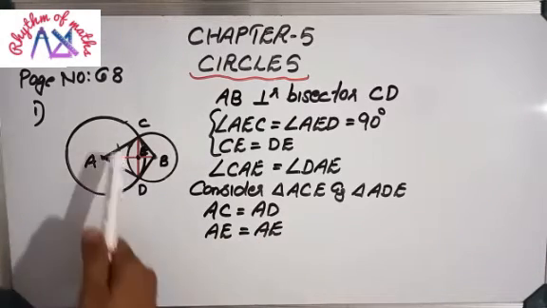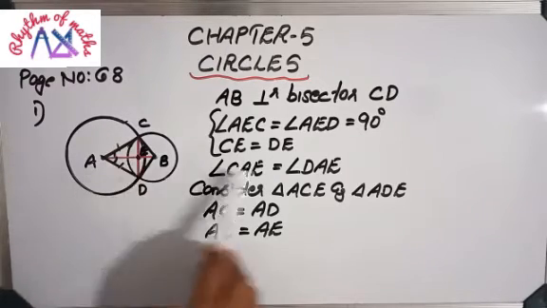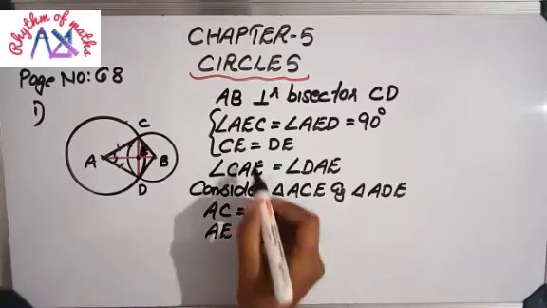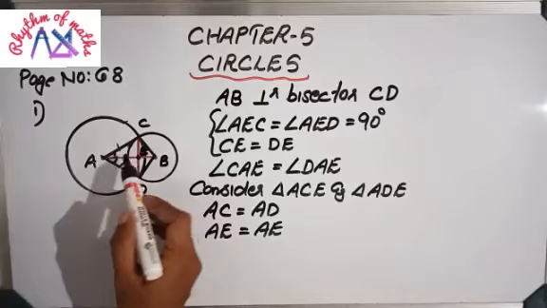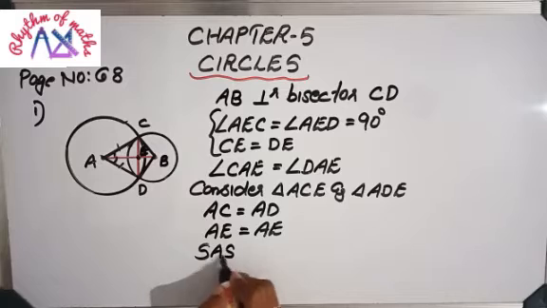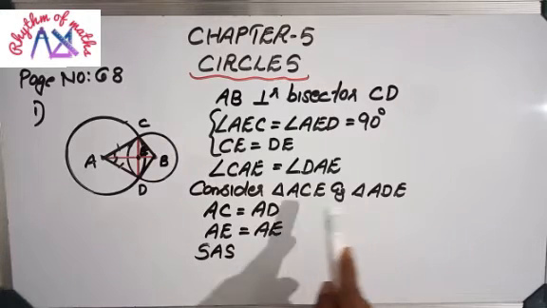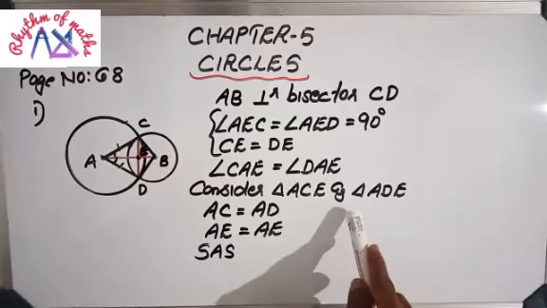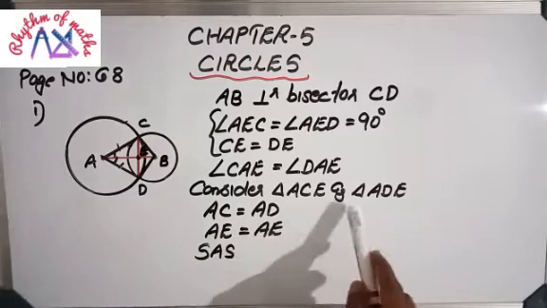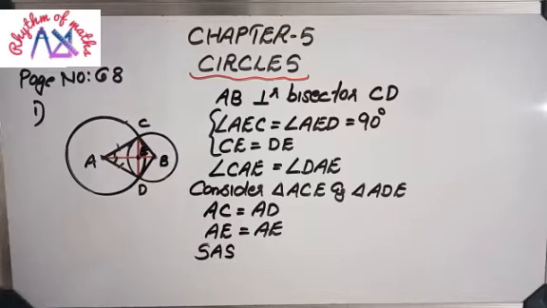Now here two sides we got as equal, and the angle between them, CAE and DAE, we already got as equal. So two sides and the angle between them equal. That means SAS, side angle side. That means these two triangles are what? These two triangles are equal triangles. So equal triangle means the remaining sides and the remaining angles opposite to equal sides will all be what? Equal.